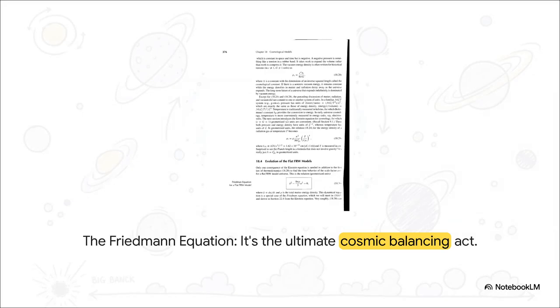And this is the rulebook for that battle. The Friedmann equation. Now don't worry about the math. Think of it like this. On one side, you have the expansion rate of the universe. On the other side, you have the total density of all the ingredients, creating gravity that tries to pull everything back together. It's the ultimate cosmic balancing act.